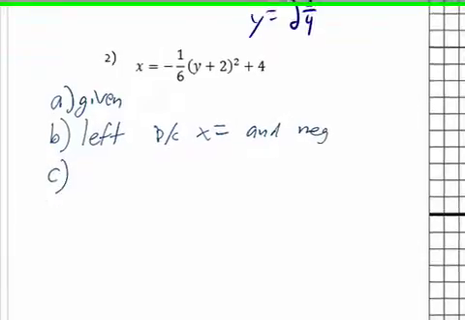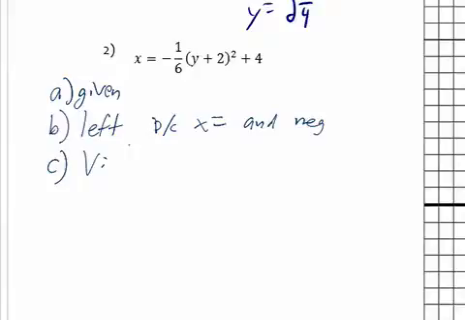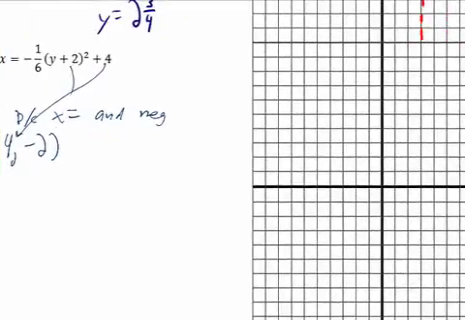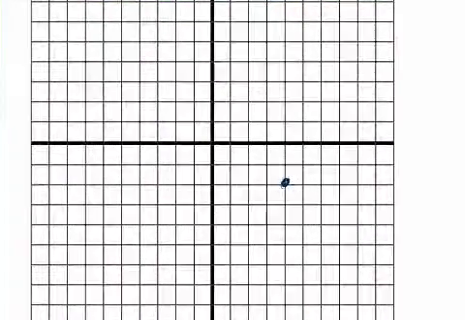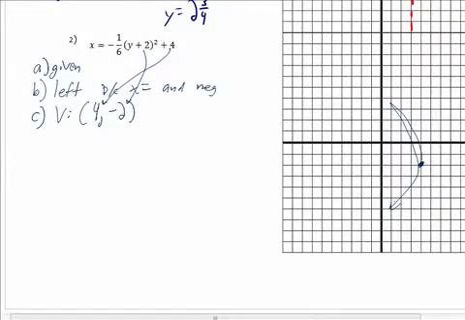C, the coordinates of the vertex. As we explained in class, this is not negative 2, 4, but it is 4 and negative 2. The x and the y are switched, and the h and the k are switched. So the positive 4 becomes the h, the negative 2 becomes the k. Plot that on the graph, and at least sketch for yourself that this is going to be a left-shaped parabola.